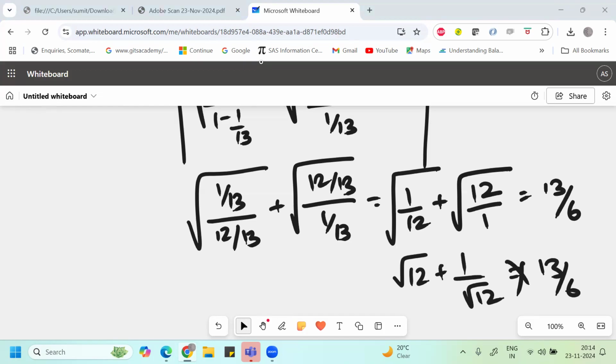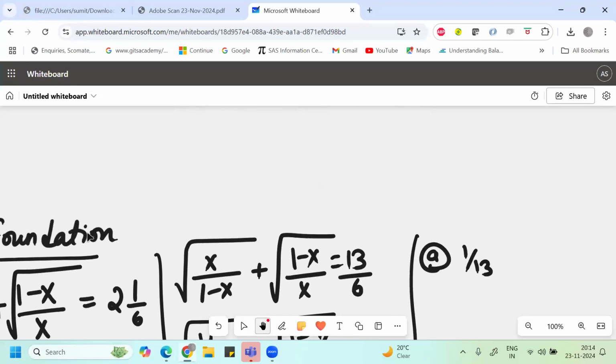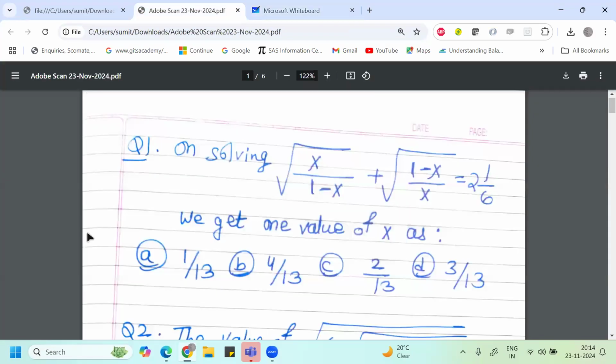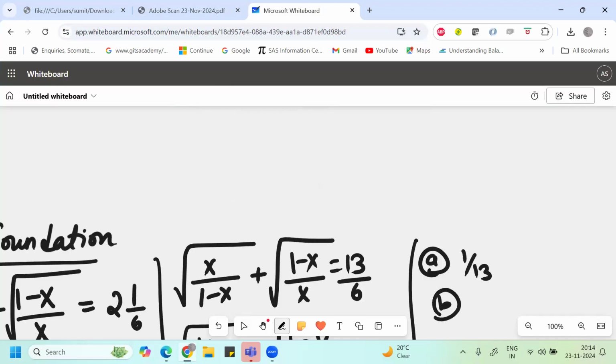No. So I'll show you how to solve this question without option also. But first I want to tell you the easier way of getting the answer. The second option is 4 by 13.